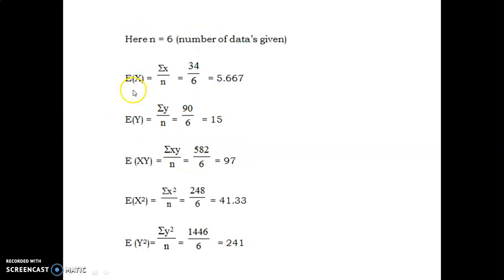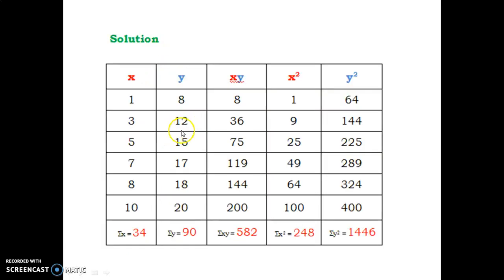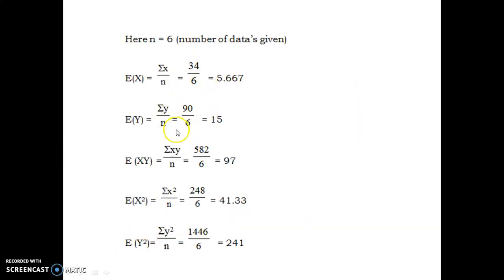So we have to calculate E of x. E of x is nothing but the average value of x, which is summation x by n. So the average value of x is 34 divided by the number of data given in the problem, 6. So 34 divided by 6 is equal to 5.667. E of y, the expectation or mean value of y, is equal to summation y divided by n, which is equal to 90 divided by 6, 15. Similarly, we have to find E of xy, E of x square and E of y square.